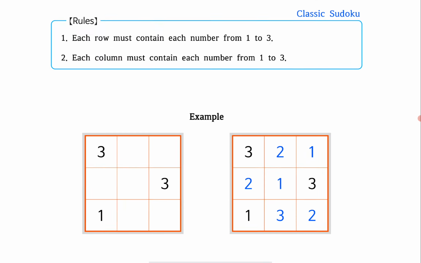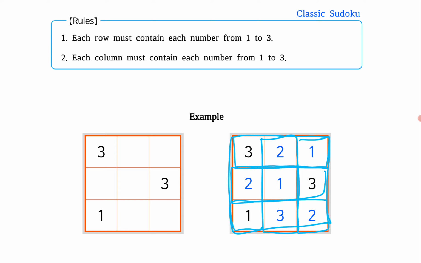Okay, so first, what is a row? Well, a row is just a horizontal collection of cells, just like that. That would be a row. There are 3 rows here, as you can see. And what is a column? Well, a column is just a vertical collection of cells, just like that. So these are all columns.